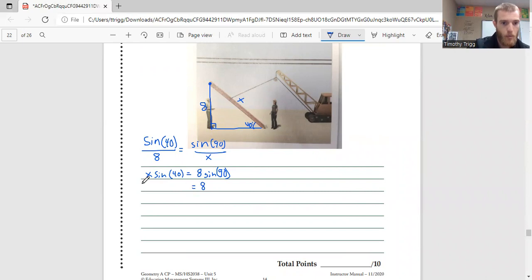Then on this side, we have x times sine of 40. I'm going to do sine of 40 in the calculator. Let's see what that is. Okay, so this is going to be x times 0.643, rounding to the third decimal place. x times 0.643. Divide both sides by 0.643. And this will tell us the length of the beam.